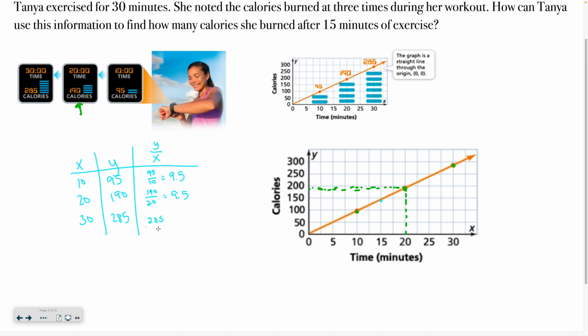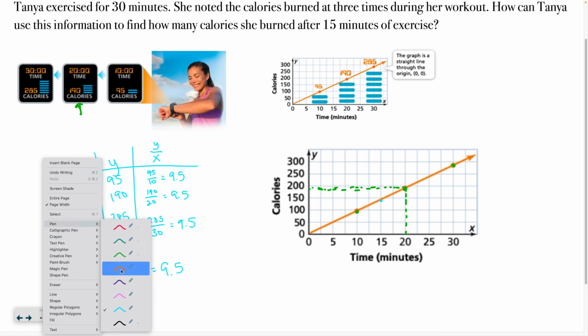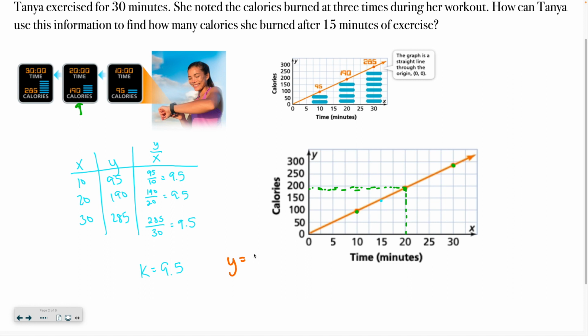Okay, so that tells me that my constant of proportionality, that k value we talked about in yesterday's lesson, is going to be 9.5. So I could write an equation that says y equals 9.5x, and since x represents number of minutes, I could say 9.5 times 15, and if I were to plug that into my calculator, I would end up with 142.5 calories.